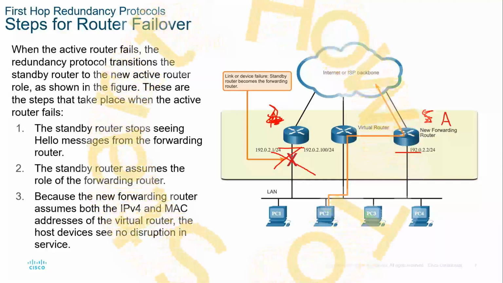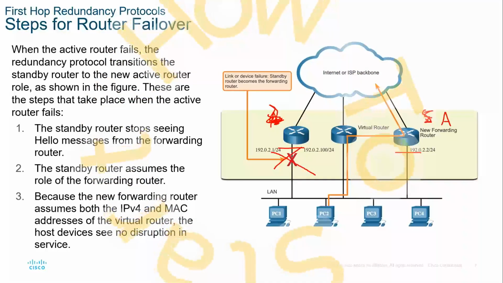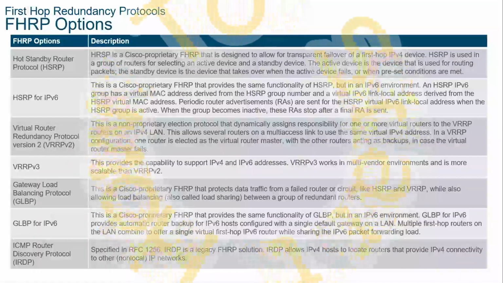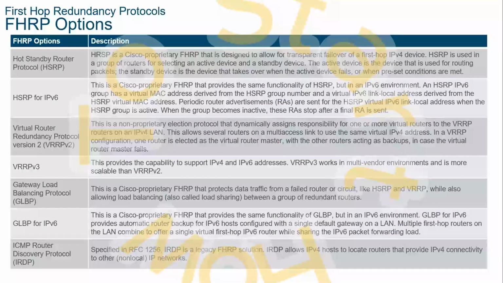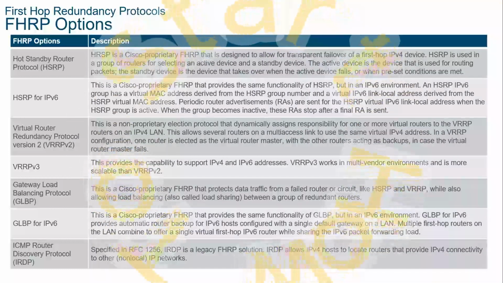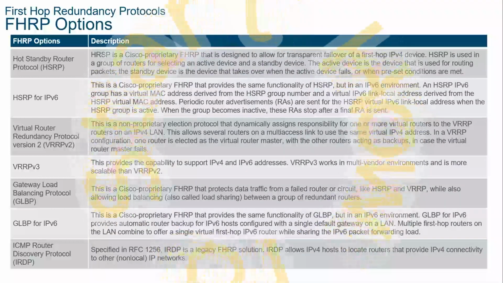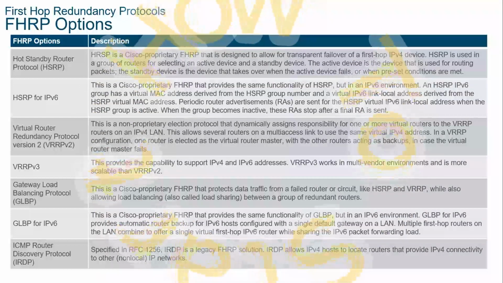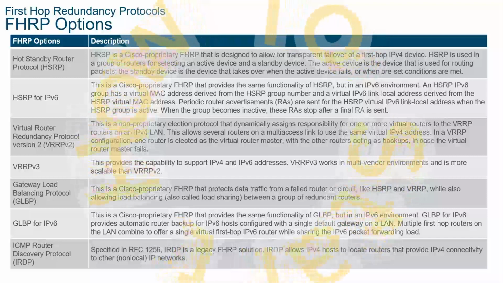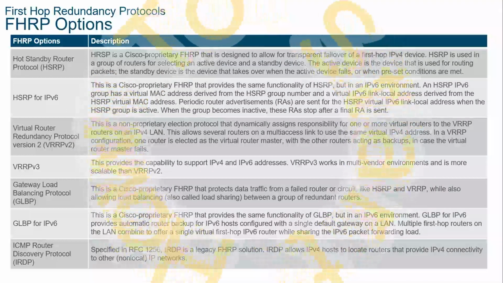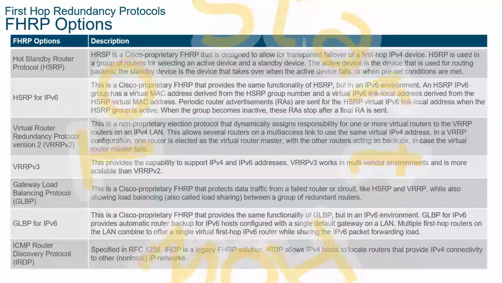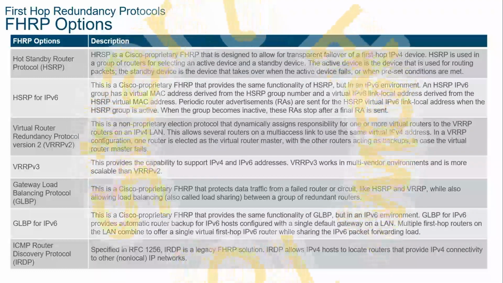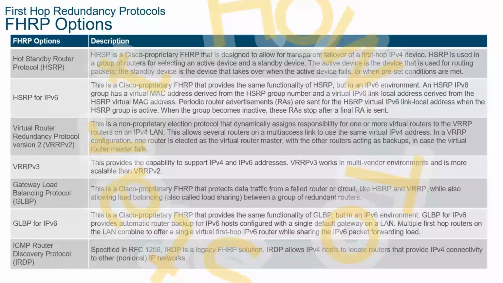So there are some pros and cons. Recovery is fairly quick as well. Alright, so what are some of the routing options? HSRP, Cisco proprietary, with a version for IPv6. We have Virtual Router Redundancy Protocol v2, also known as VRRP v2. This is a non-proprietary election protocol that's dynamically assigned. VRRP v3 provides the capability to support IPv4 and IPv6.